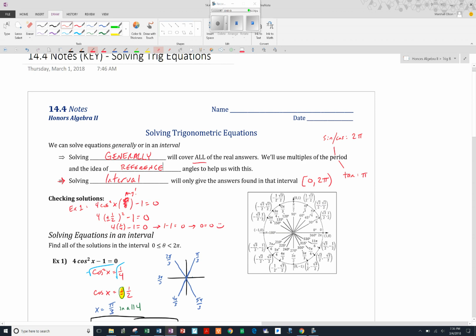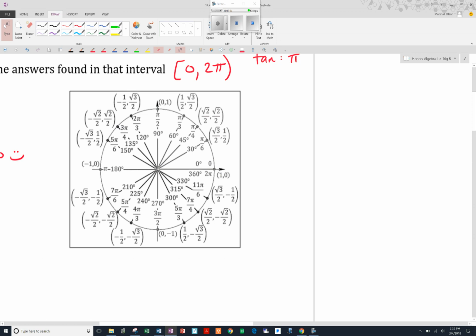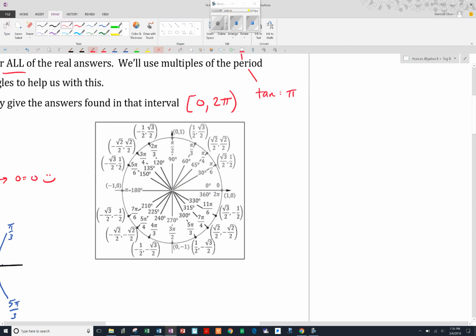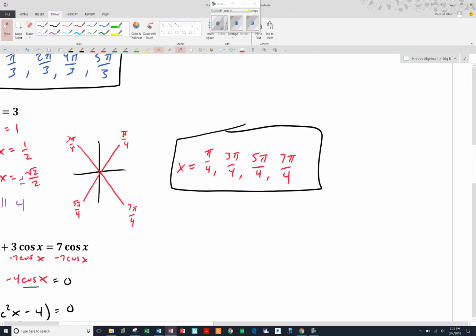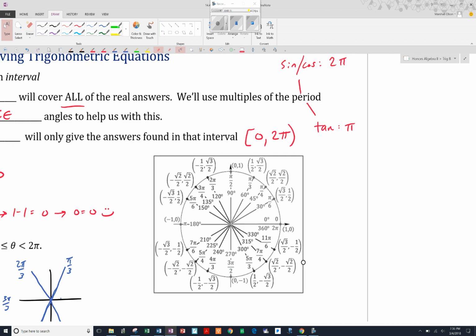Let's just look at the answers to the equation cosine of x equals negative square root of 3 over 2. Let's say that's the equation that we're solving. A little bit simpler than the ones we've dealt with so far, and we're going to solve it generally. We're going to find all the solutions to this equation.